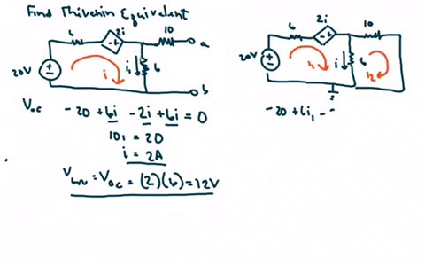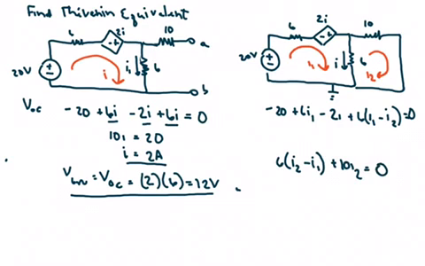minus 2I plus 6 times I1 minus I2 equals 0. Okay, we will also have 6 times I2 minus I1 plus 10 times I2 equals 0 for our second loop. So this is loop 1, this is loop 2.